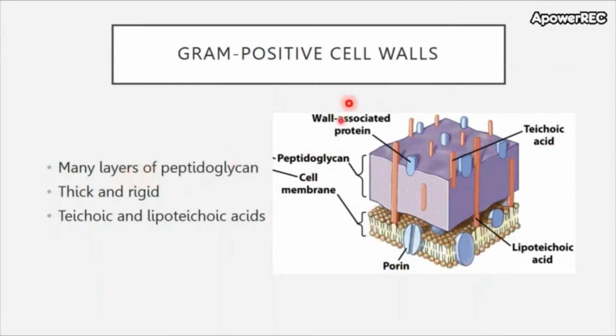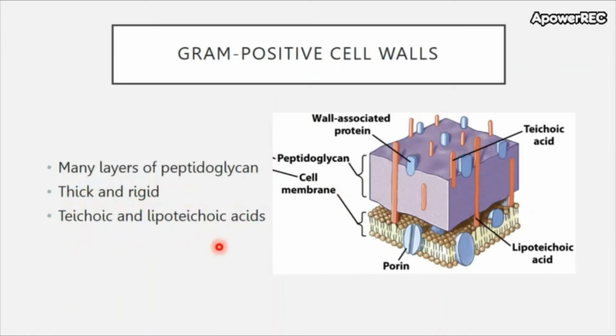So a gram-positive cell wall, if you remember the stain of a crystal violet, after it's formed a crystal violet iodine complex, it's really hard to remove from the cells, and that's why they remain purple after destaining. And that is due to the many layers of peptidoglycan that are present in the cell wall of gram-positive bacteria. So here we see this very thick, rigid peptidoglycan.